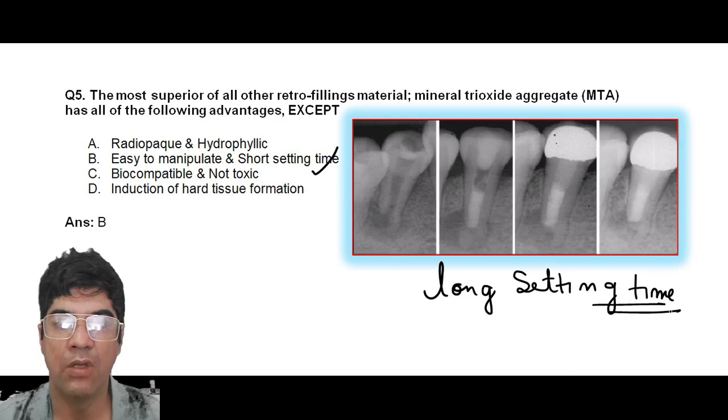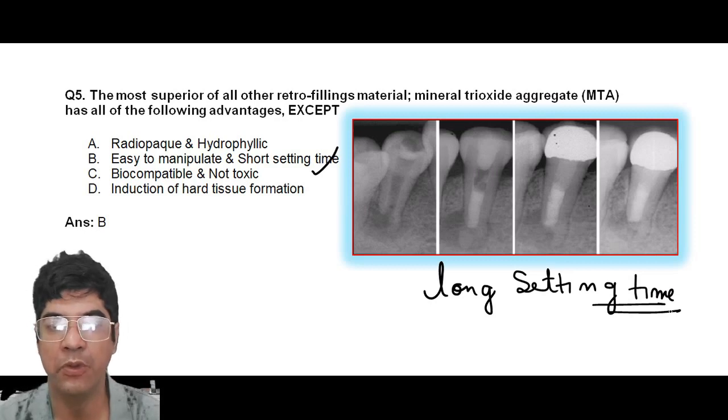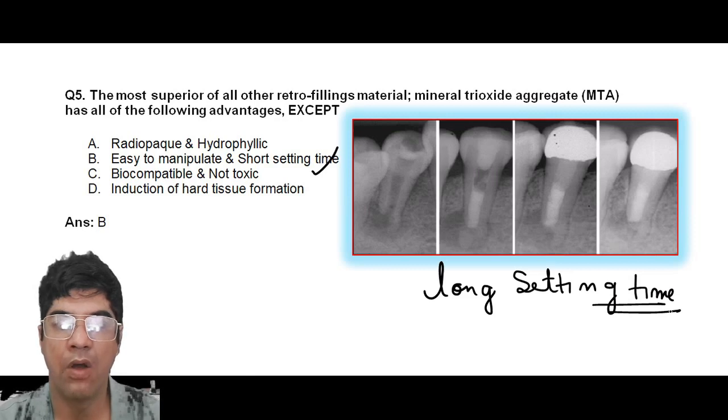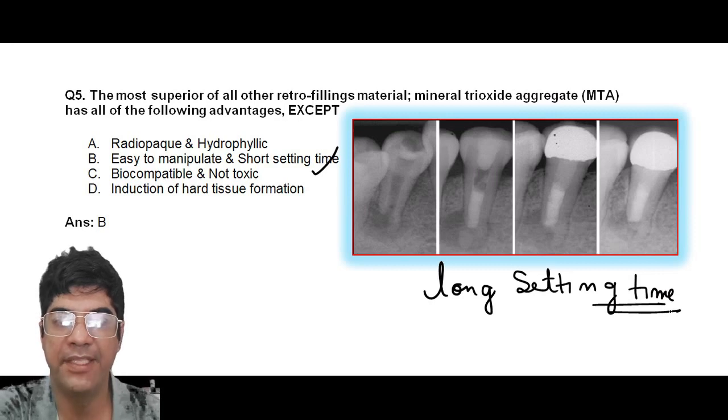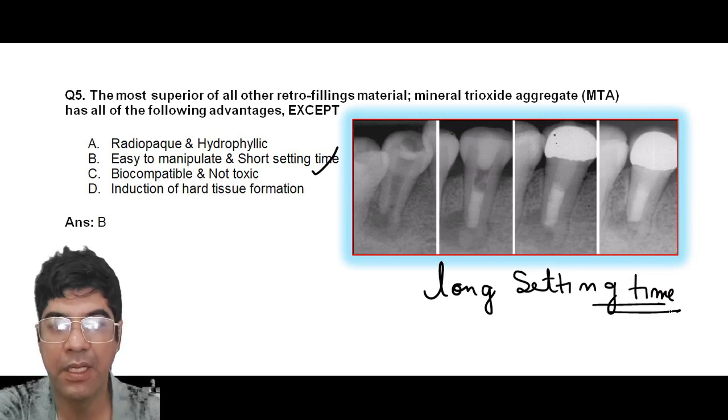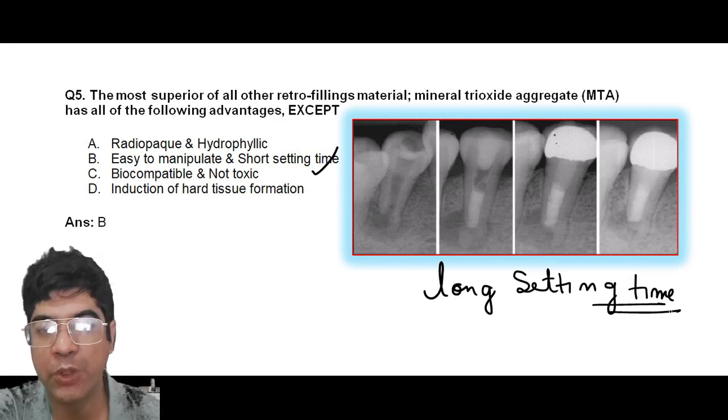Retro filling, also known as reverse filling, is placed to seal the apical portion of the root canal. So this procedure is used when apicectomy alone will not yield good results. So in order to provide apical seal, we place a reverse filling material. So MTA is favored for its advantages like it is radio-opaque, hydrophilic, biocompatible, non-toxic, and has the ability to induce hard tissue formation.